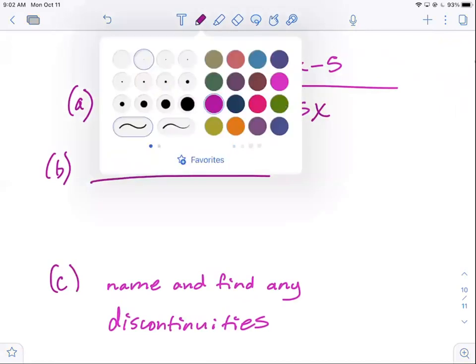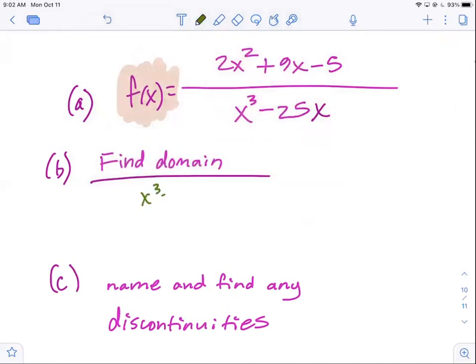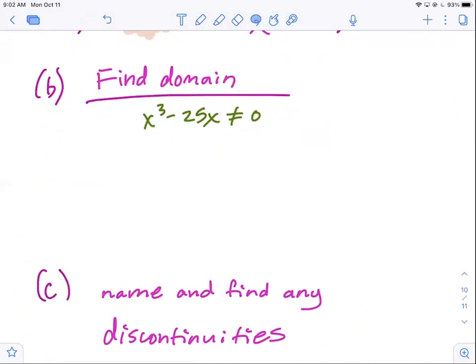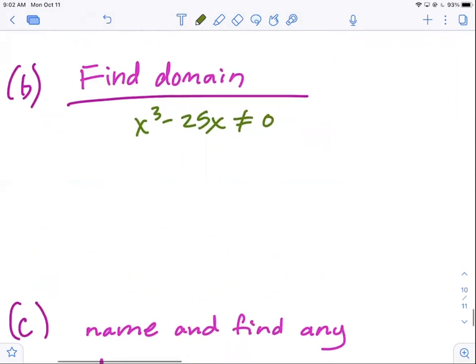We know that x cubed minus 25x can't equal 0, right? It's a denominator. There's no radicals here. So from there, we would factor it, right? It's equal to 0, and it's an equation or a non-equation, so we can use algebra. It's a difference of squares. Yeah, good.